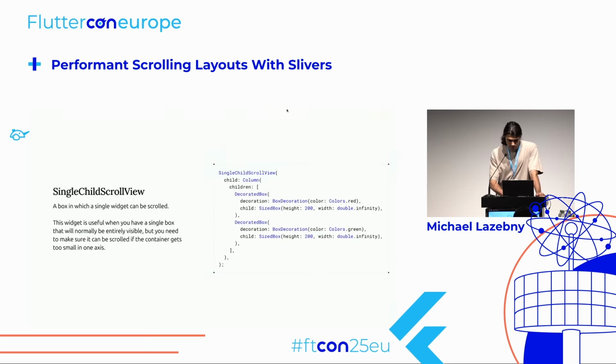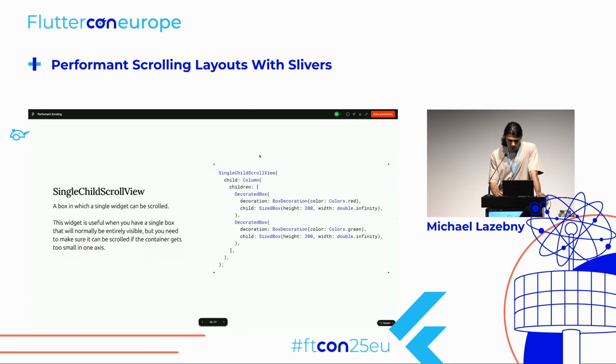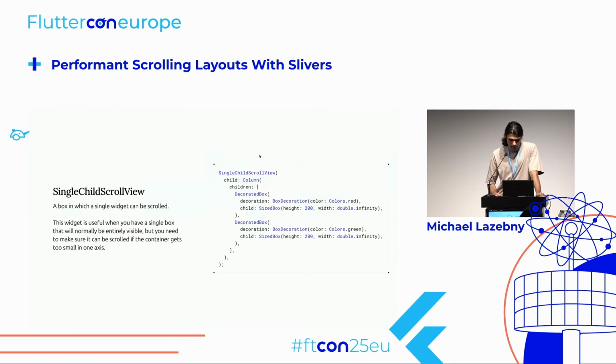And finally, I would like to talk about the single child scroll view. The single child scroll view is actually pretty interesting. It makes it possible to make a single child scrollable. So usually it is used with some flex elements like a column or row, and it makes it possible for them to be scrollable, right?